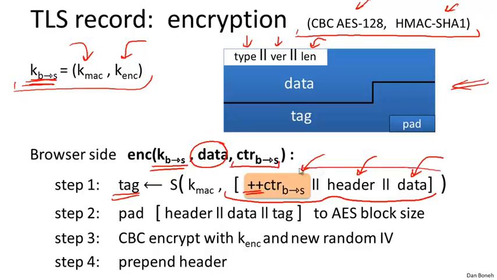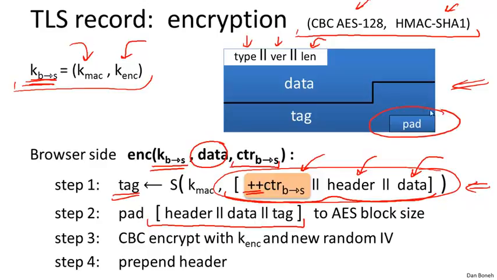The tag is computed, as we said, over this triple of data. The next thing that happens is that the tag is concatenated to the data. Remember, this is MAC then encrypt. So here we computed the MAC, and now we're going to encrypt the data along with the tag. The header, the data, and the tag are padded to the AES block, and if the pad length is 5, then the pad is done by simply writing the byte 5 five times. So the pad would just be 55555.